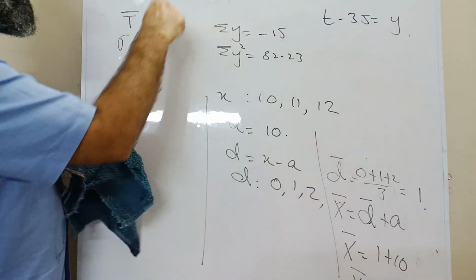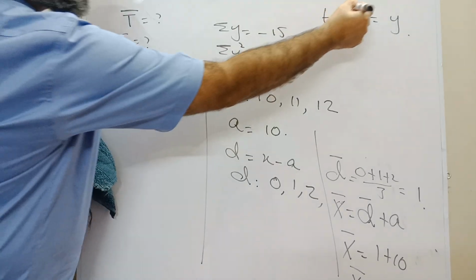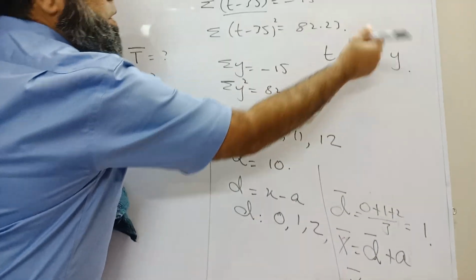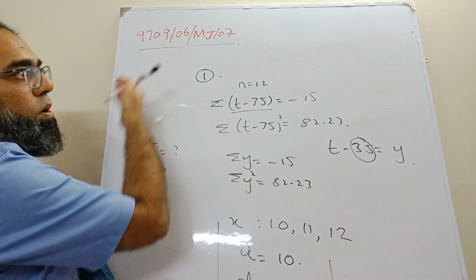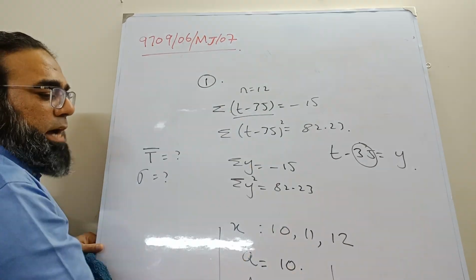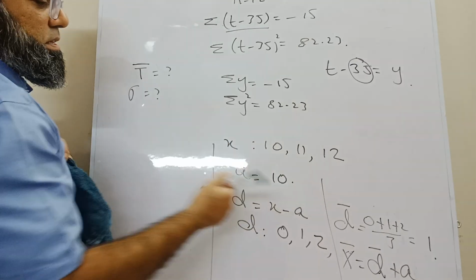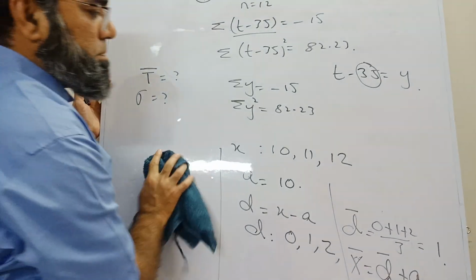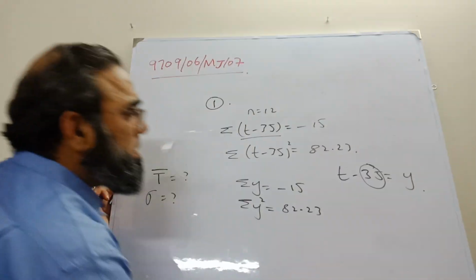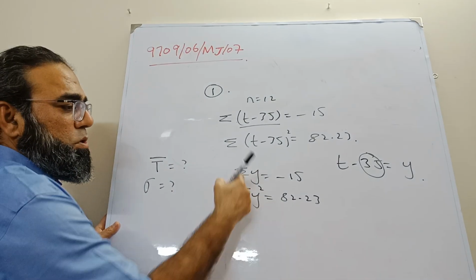Okay, now in this situation, your A is basically this 35. We have taken out 35 from all the values of that t, as we did here, like as we took out 10 from all these values of this x. Okay, so we can find the new mean through this.